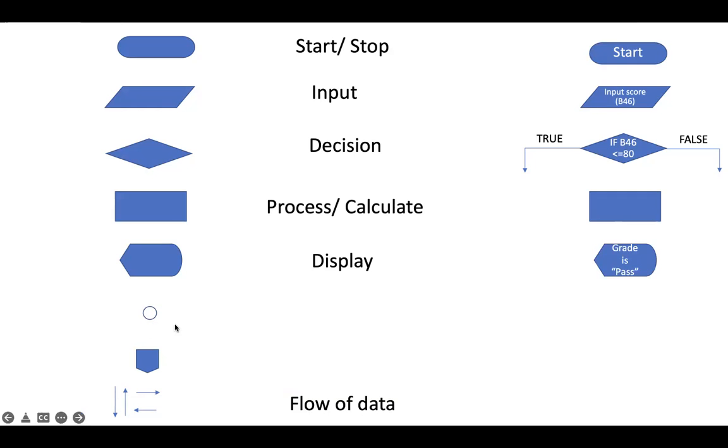Next, the circle. The circle here we call a connector. The connector here is what we call an on-page connector. When you want to link the flows together, you can use the on-page connector if they are on the same page. But if one page is not enough, you may use the pentagon symbol to represent the off-page connector to link this flow to another page.